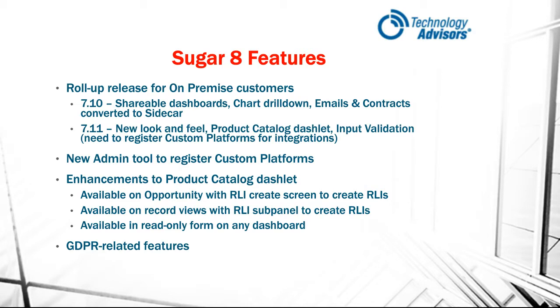So whereas in version 7.11 you had to update or upload a module package through the module loader, in Sugar 8 they're introducing an admin tool where you can simply type in the name of your custom platform in order to allow that platform to connect to your Sugar instance. So if you do have any integrations and you are upgrading to version 7.11 or version 8.0, please do make sure you keep that in mind. You need to allow those integrations access to your Sugar API. Otherwise, the API is going to start blocking them and your integration will stop working.